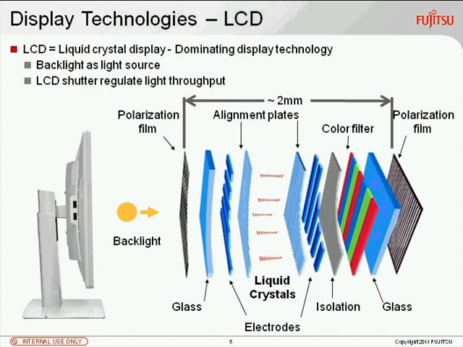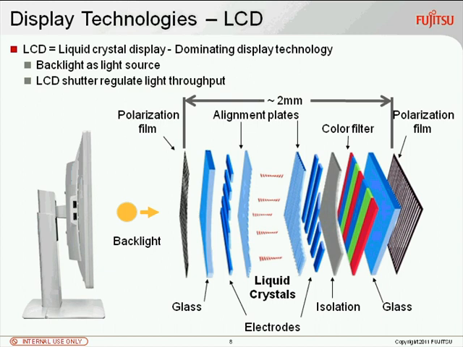If there is no power, then they fall into this small structure of the alignment plates, and if they get power via the electrodes, then they move here. They move out of the alignment plates, they change the position, and with changing the position, they change the flowing of the light here.